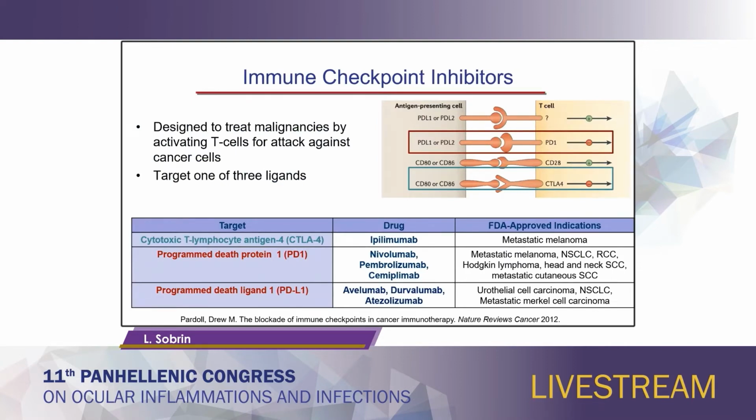Immune checkpoint inhibitors are drugs designed to treat malignancies by activating T cells against the cancer cells. They target one of three ligands, CTLA-4, PD-1, and PD-L1. These are either on the antigen-presenting cell or on the T cell. And the drugs that are currently approved in the United States are listed here along with their indications.